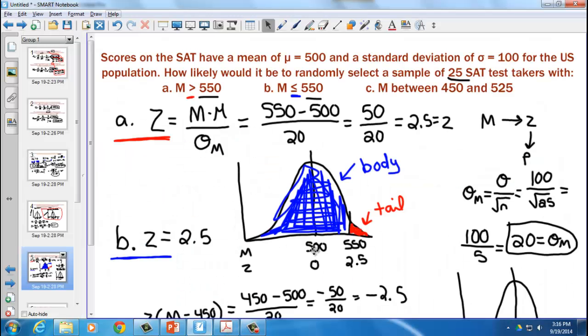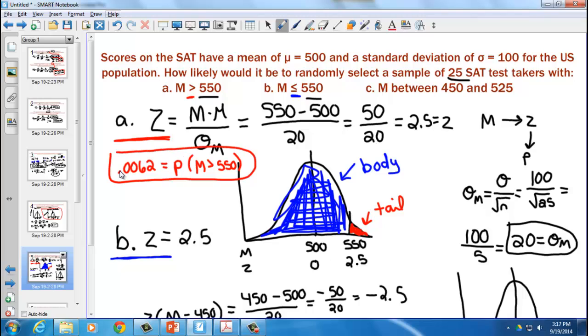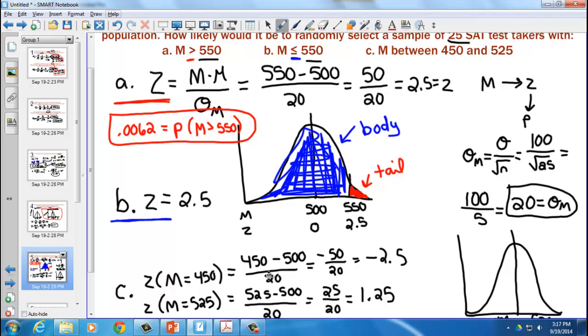So let me put that in here. For part A, 0.0062, that's equal to P of a mean greater than 550. Let's go ahead and circle that. And then for this one, 0.9938 is the probability of randomly selecting a mean less than or equal to 550.